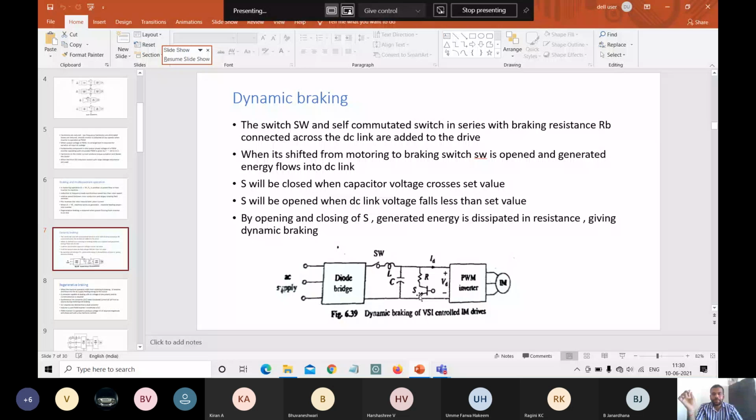So this is about the working of dynamic braking by using pulse width modulated signals, PWM. So similarly, if you are interested to work with a stepped wave inverter, you can choose this one.